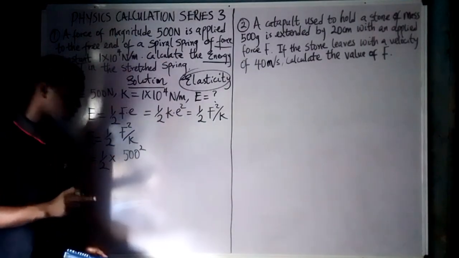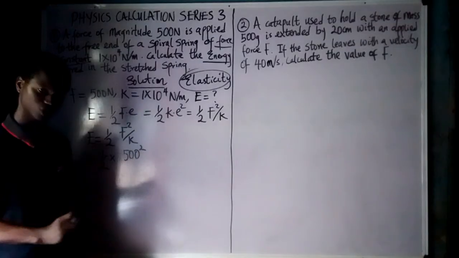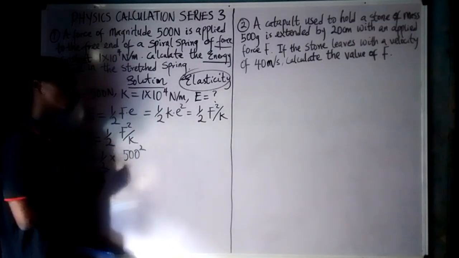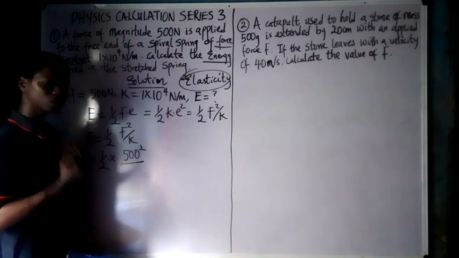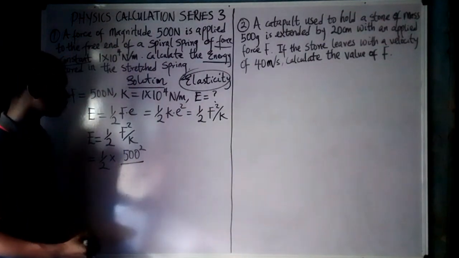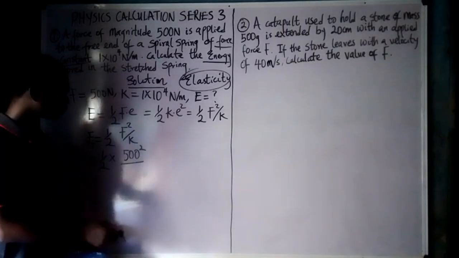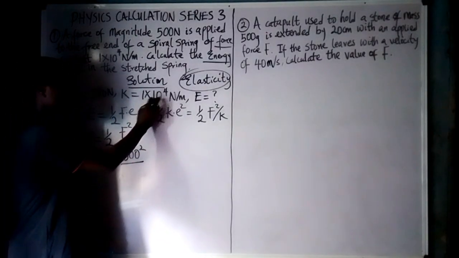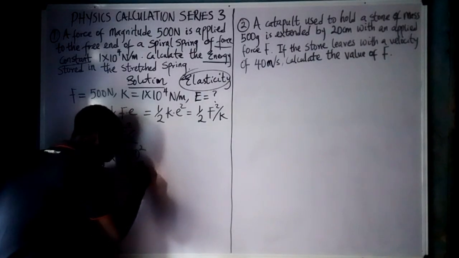Are you seeing that? Now the fraction will be divided by the value of the first constant. We have to divide by the value of the first constant. So I'll come here and write over. What is the value for the first constant we have? Our value is 1 times 10 raised to power 4. So I'll write 1 times 10 raised to power 4.